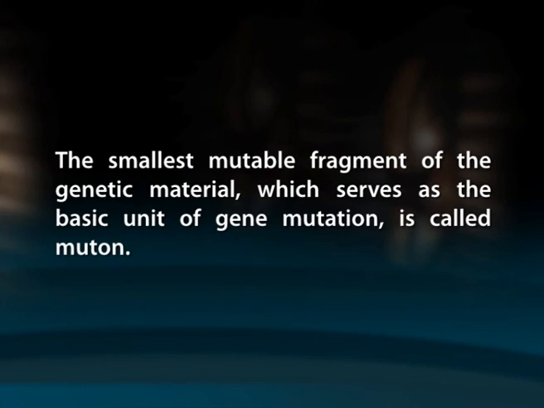The smallest mutable fragment of the genetic material, which serves as the basic unit of gene mutation, is called a muton. It forms a mutational site within a gene. The arrangement of mutons within a gene is strictly linear, just as the order of genes in a chromosome. A mutant is an organism or a new genetic character arising or resulting from an instance of mutation, which is a base pair sequence change within the DNA of a gene or chromosome of an organism.